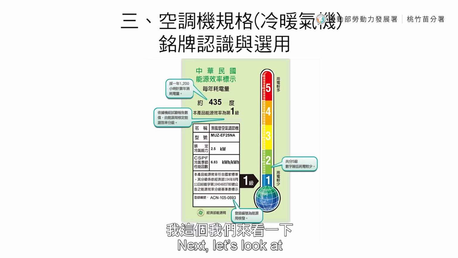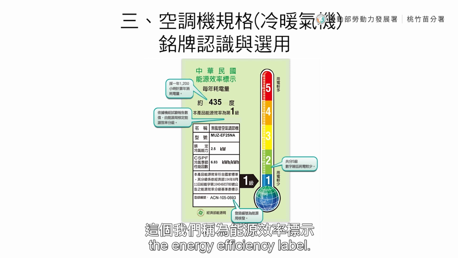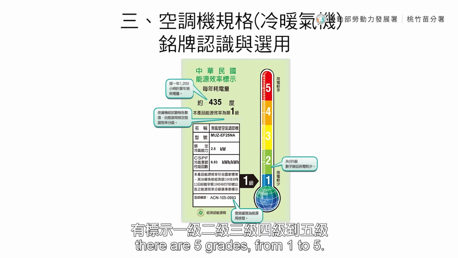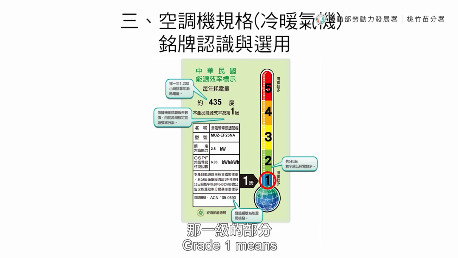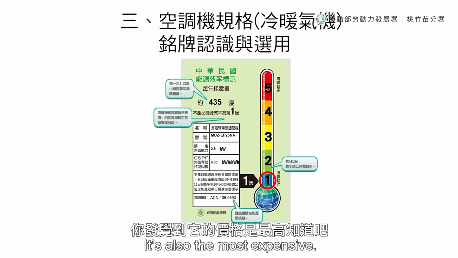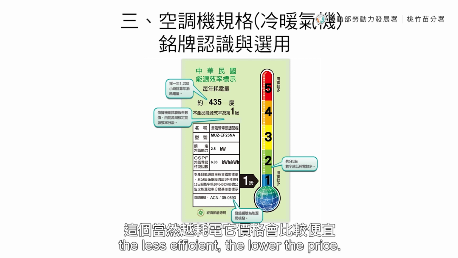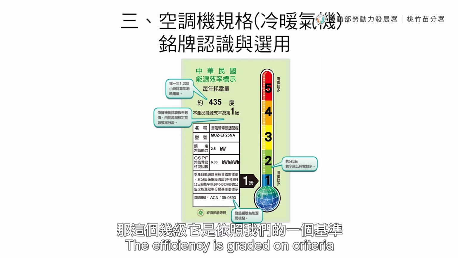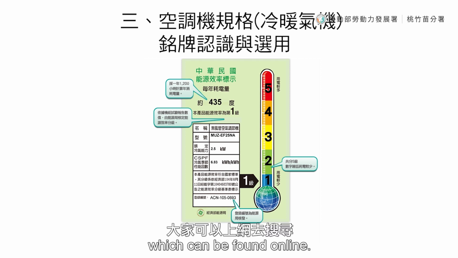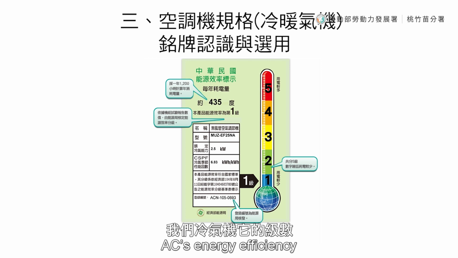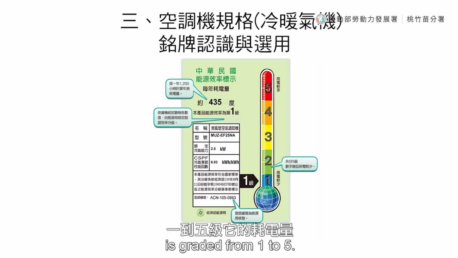Next, let's look at a label that's on every AC, the energy efficiency label. On the label, there are 5 grades from 1 to 5. Grade 1 means highest efficiency. It's also the most expensive. From grade 1 upwards, the less efficient, the lower the price. The efficiency is graded on criteria, which can be found online. AC's energy efficiency is graded from 1 to 5.